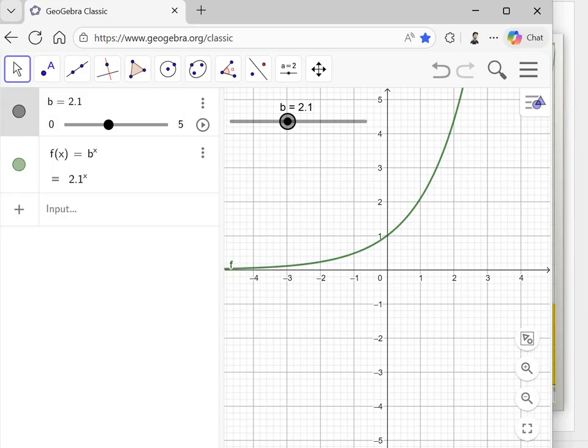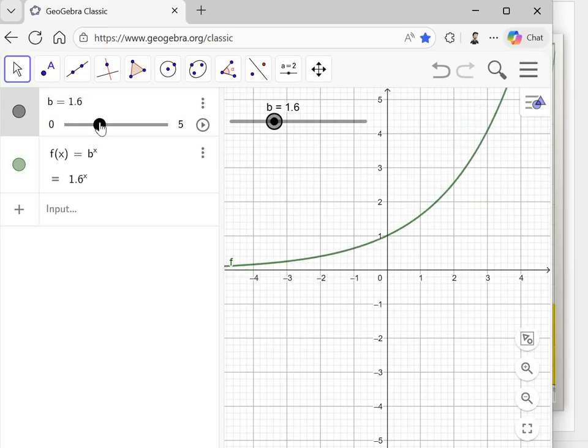Now the graph changes, right? Now I'm slowly moving the base value. You can see what happened: as the base value increases, the graph leans more and more towards the y-axis. So as the base value increases, the value of the function increases, and as the base value decreases, the value of the function decreases. The graph of the function gets wider and wider. So that's if the base value is greater than 1.